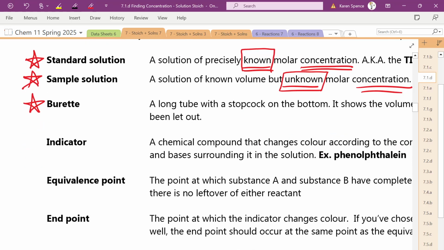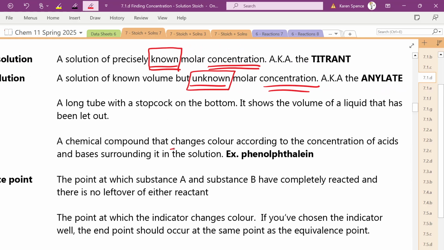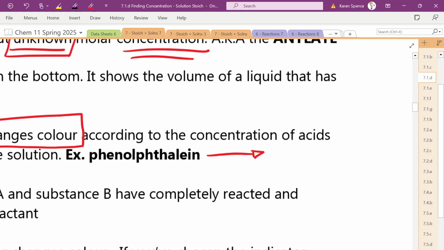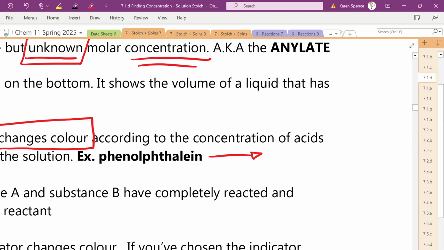There is also such a thing as an indicator. An indicator changes color according to the concentration of the acids and bases surrounding it. For example, phenolphthalein, and that's quite the word, isn't it? It's got a PH and then a TH right after it. You don't pronounce the PH in the middle. It's phenolphthalein.